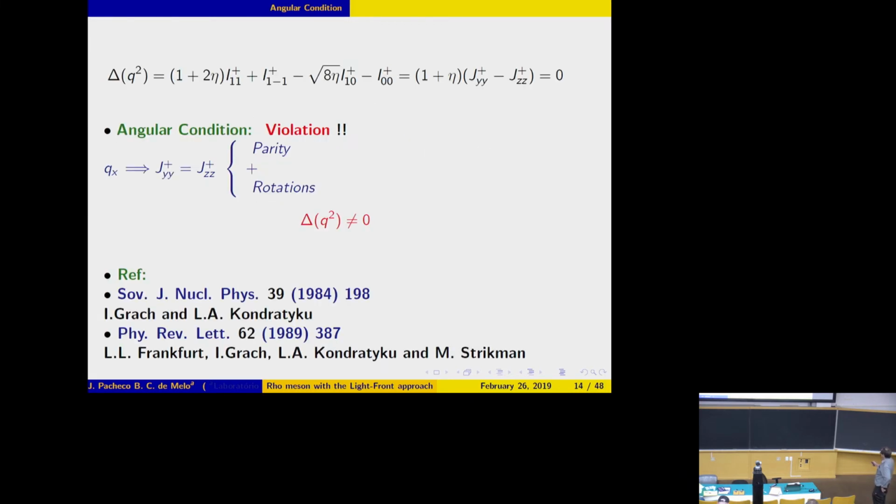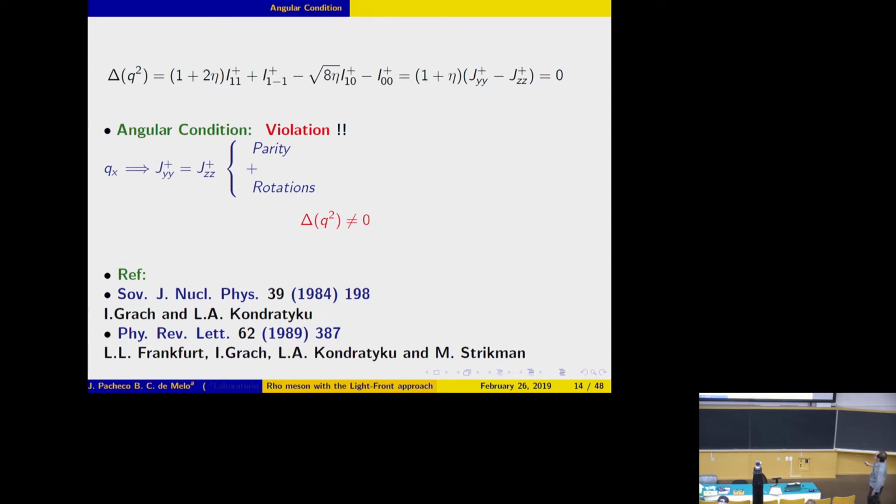Yeah. Then you have this condition. It was discovered a long time ago by Inagaki, Leonid Frankfurt, Kodaira, and Strikman. You have this condition you need to satisfy. In the instant form, it's 0. If you integrate AA, zeta is 0. But in light front, it's not 0. Then you have the violation.